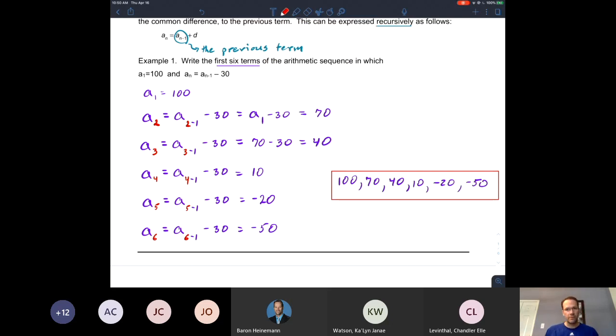All right, nothing to it, not hard. I'm showing all of the mathematical details here, but really, if you were doing this on your own, I would hope that you could read this and say, to find the next term, I take the term right before it and subtract 30. So if I have 100, just minus 30, minus 30, minus 30, minus 30, minus 30. Done. Any questions on that?